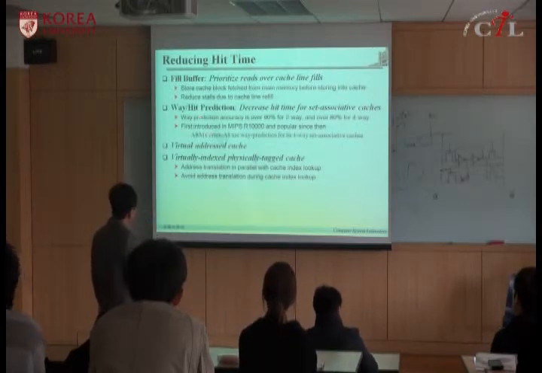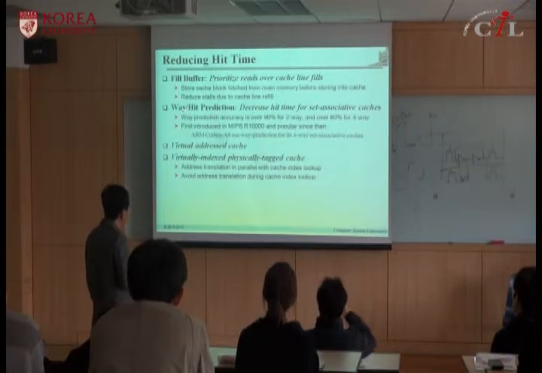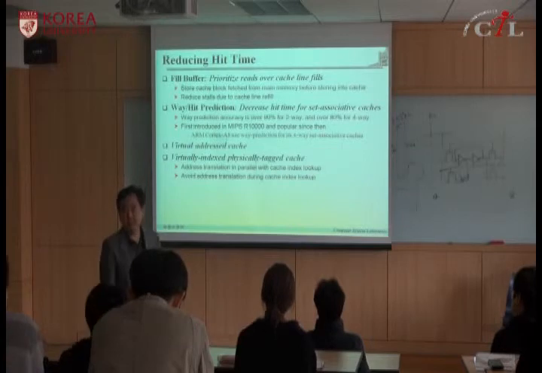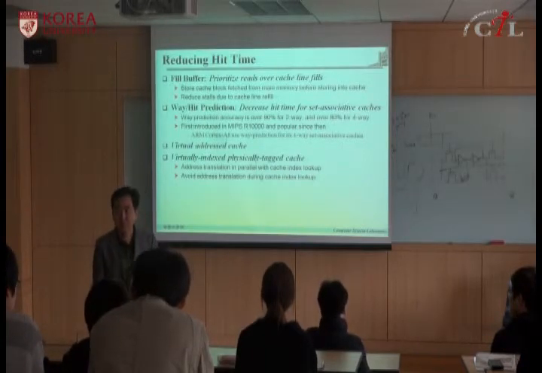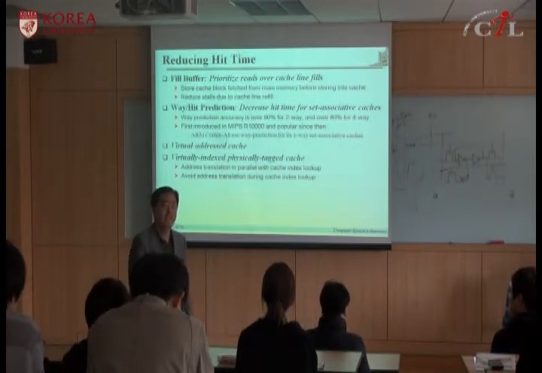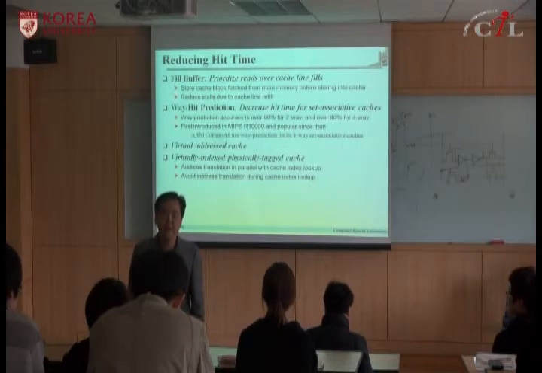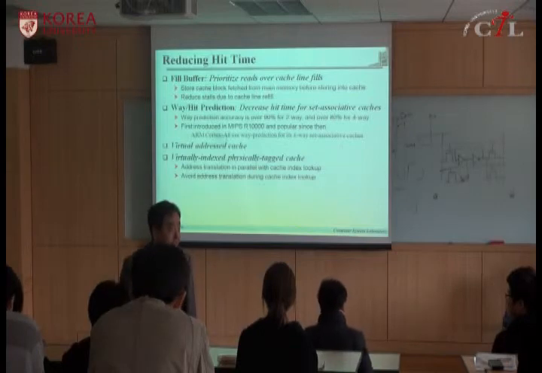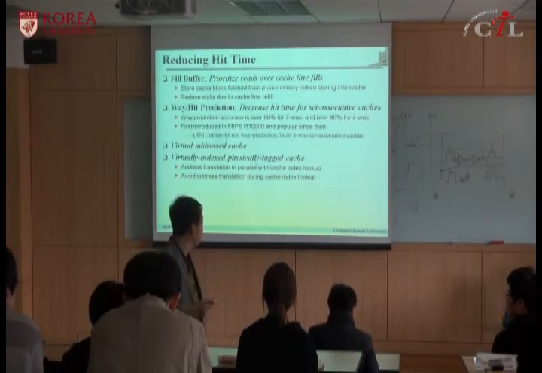Okay, and also for associative caches, they also use way prediction or hit prediction. Even without accessing the tag or doing tag compare, they can predict that this time it will be a hit, this time the cache block will be in this bank. Okay, it's like branch prediction. So they have this predictor also.